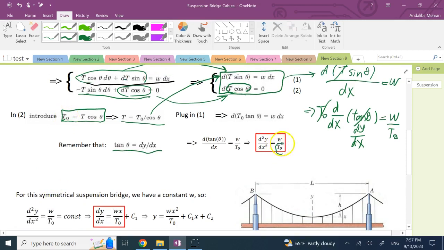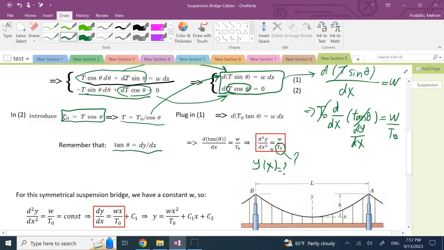This T naught is an unknown, but we can find it from the bridge conditions. So this T naught we have to find. Also, we need to find y as a function of x. Okay? But this is the governing ODE.